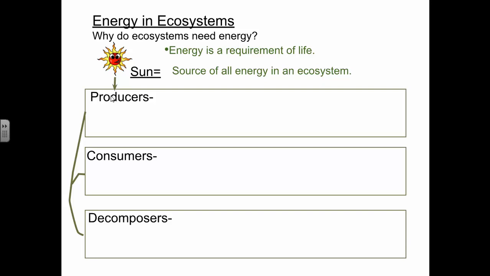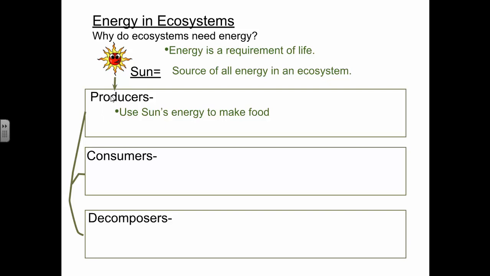So, some organisms can use the sun's energy directly. Like what? What am I talking about? Brandon? Plants. Producers, you might call it. They are able to use the sun's energy to make their own food. They don't need to eat any other organisms. What process do we call that? Ethan? Through photosynthesis.